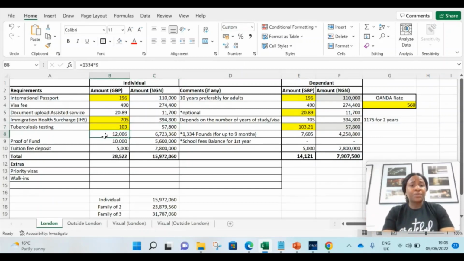Proof of fund. You have 12,006. And by the way, this page I'm looking at is if your school is in London. So if your school is in London, when you want to chill with the big boys, you pay more money. Schools in London actually cost more because the amount you need for your proof of fund is higher, because the cost of living in London is higher. This proof of fund is supposed to help you for your first year.